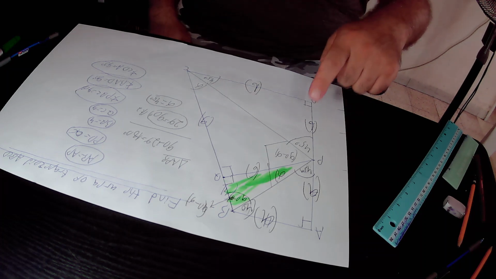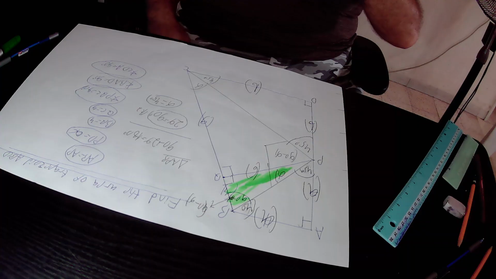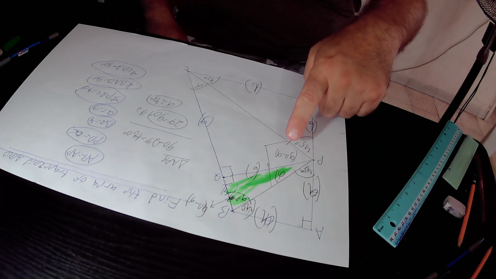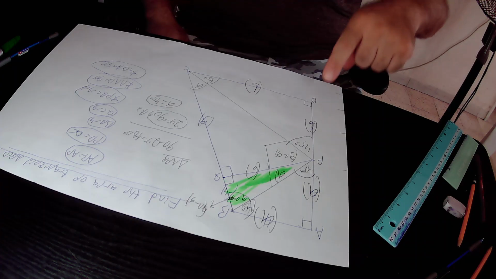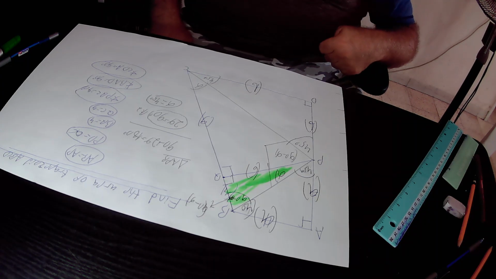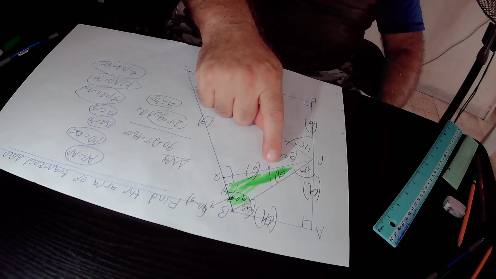In the next step, we define this angle as alpha. If this angle is alpha, then this angle must be equal to 90 degrees minus alpha. Why? Because 90 degrees minus alpha plus alpha is 90 degrees. That is the sum of the angles in a triangle. So this missing angle must be equal to 90 degrees in its size.